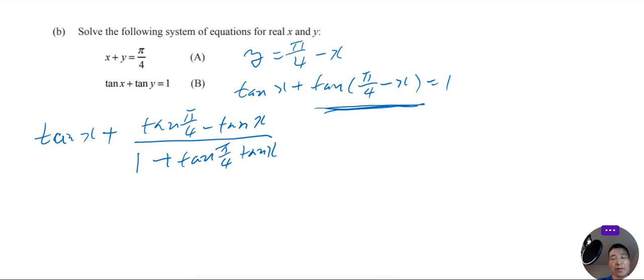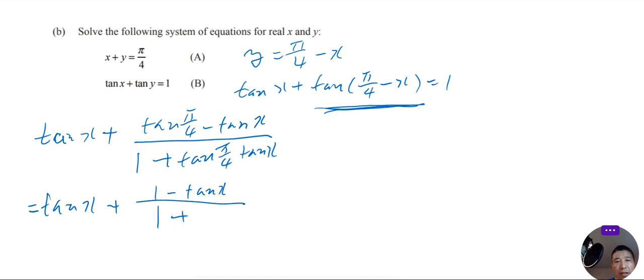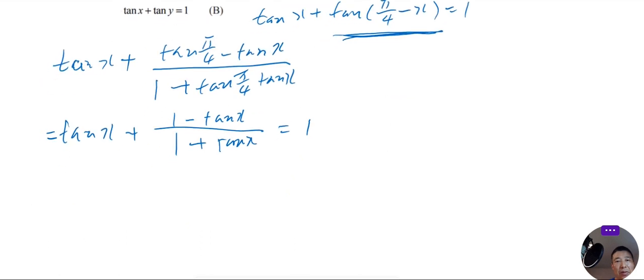So that equals 1. Before I say 1, I'm going to simplify this. Tangent x plus, tangent pi over 4 is 1. So 1 minus tangent x over 1 plus 1 times tangent x, which is tangent x. So that's how you simplify. It equals 1, right? So what do we do? Times both sides by 1 plus tangent x.